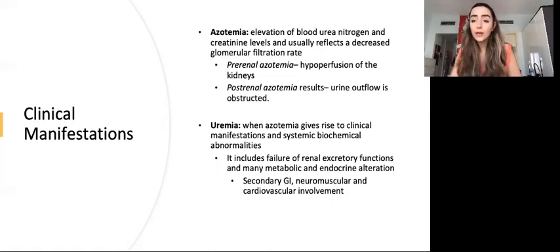And then uremia is just the consequence of azotemia, when azotemia becomes high enough to give clinical manifestations and biochemical abnormalities. This can affect renal excretory functions and metabolic and endocrine functions. Also GI, neuromuscular, cardiovascular, and many more organs can be involved. So if the kidney fails, it can be shown in other organs and other systems as well.